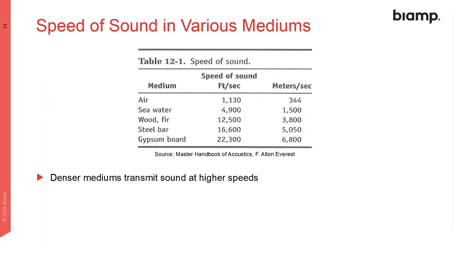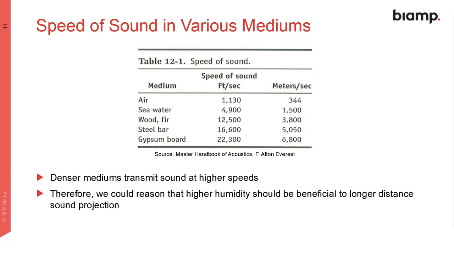And speed of sound. We're not going to get too deep into this, but in general, at 72 degrees, sound through air travels at about 1130 feet a second, or 344 meters a second. Denser mediums transmit sound at higher speeds, as you can see in some of the examples up there. We're primarily worried about air here, but good information.